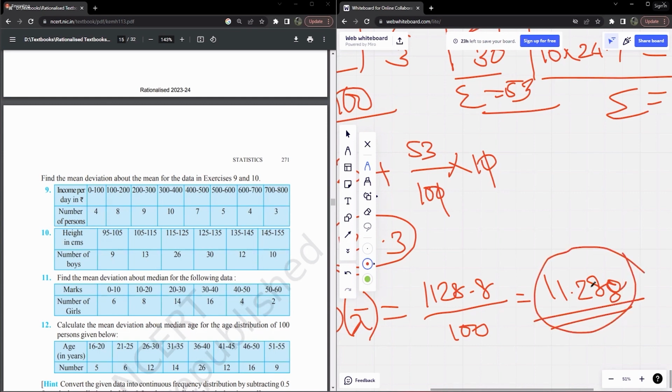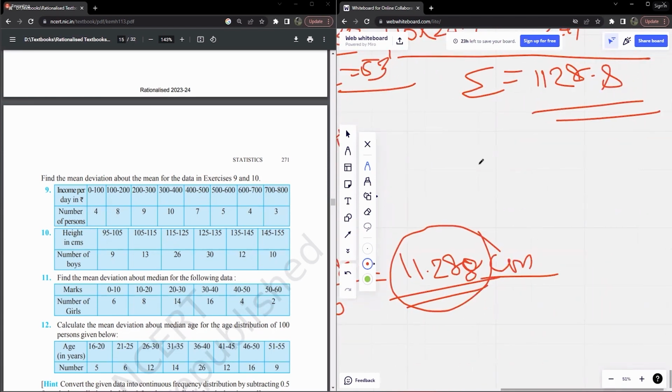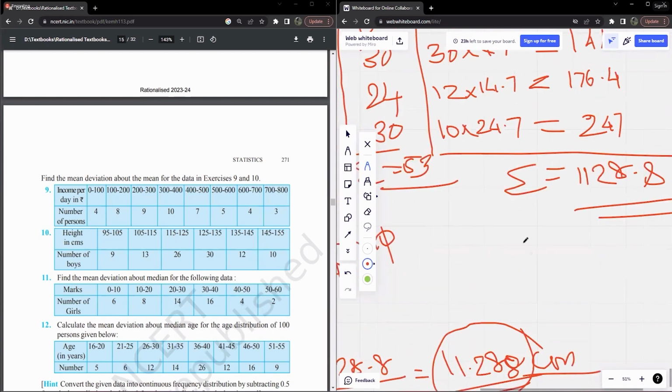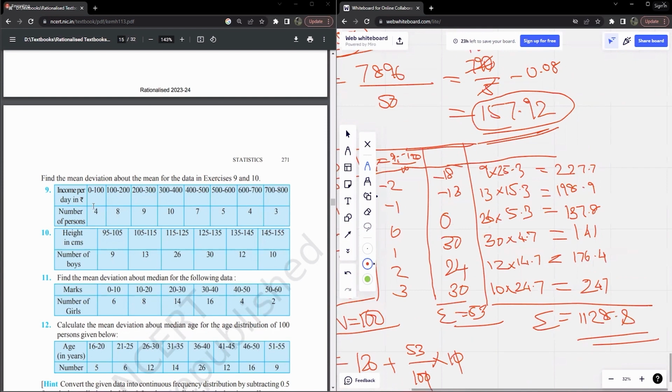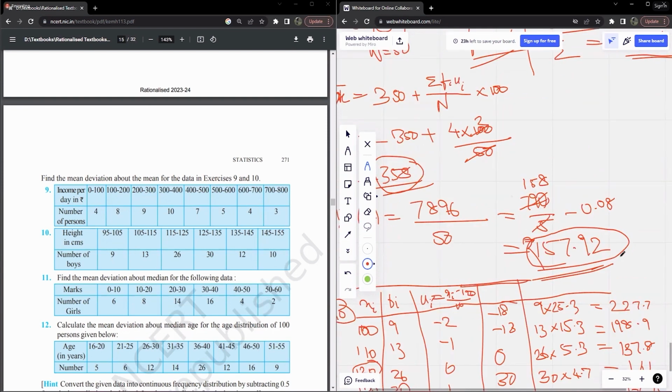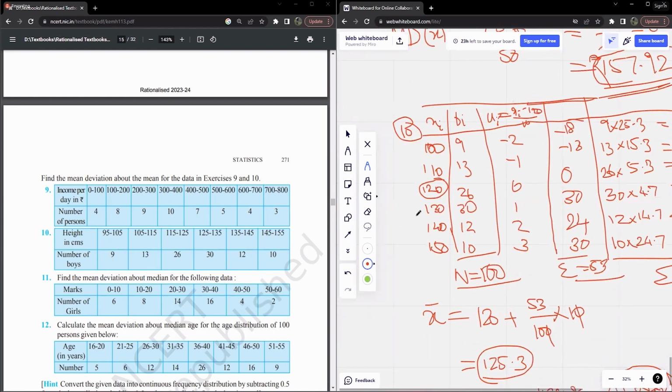This is the final answer. If you want, since this unit is in centimeters, you have to write centimeters over there. Similarly, over here you'll have to add the rupees because your income is per day in rupees. If you want to add per day, you can also do that. That's not strictly required, but you can do that. But do not forget the units. With that, we complete question number 10.